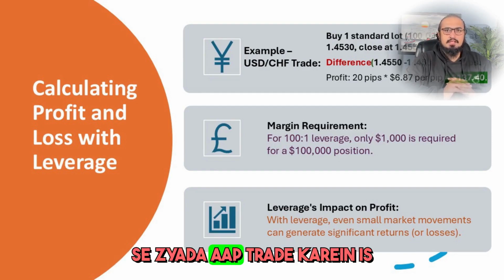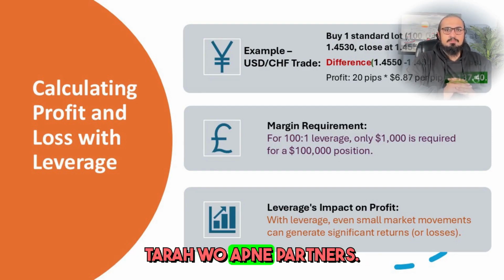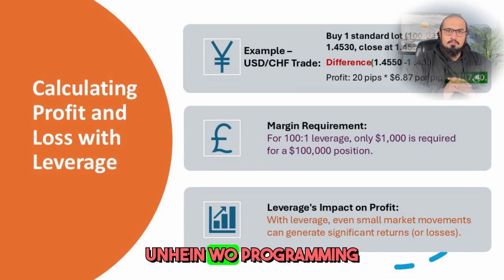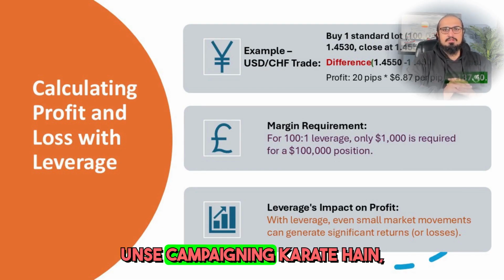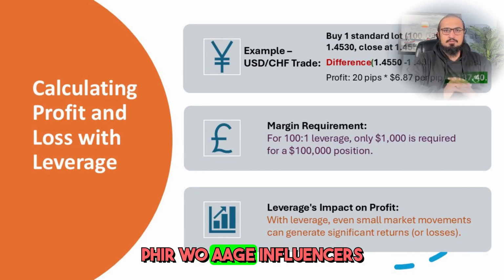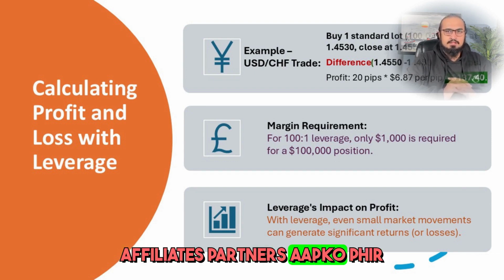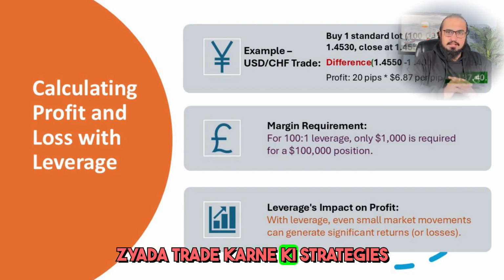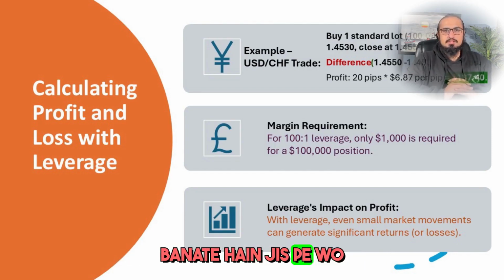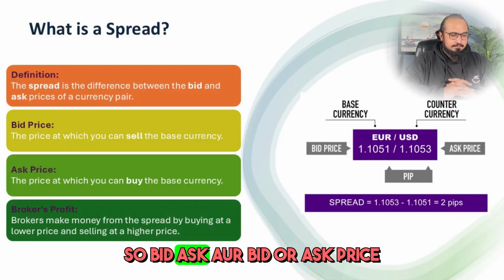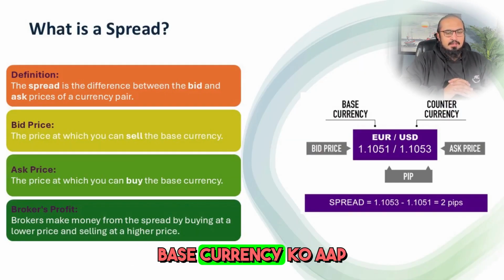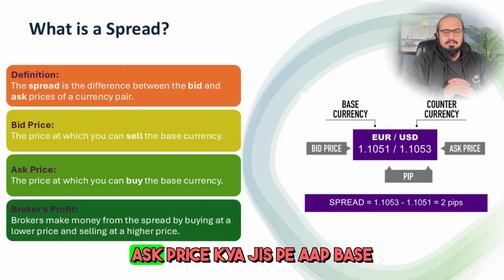Brokers want you to trade as much as possible. In that way, they program their partners, that is, the affiliates, and have them run campaigns. Then they further tell influencers and affiliate partners strategies to trade more and more in shorter time frames, which increases their income. So the bid price is the price at which you can sell the base currency.